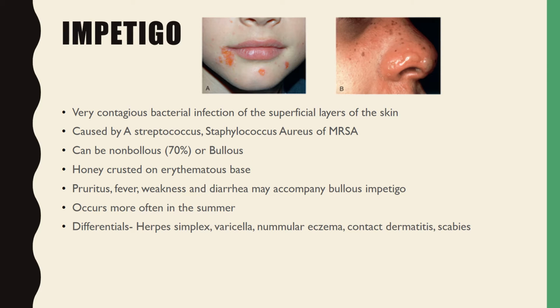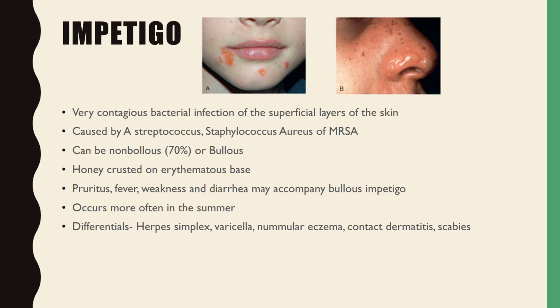So the first one I want to talk about is impetigo, and this is very common. It's a very contagious bacterial infection of the superficial layers of the skin. It's caused by group A streptococcus, Staphylococcus aureus, or MRSA. You can see the pictures there.